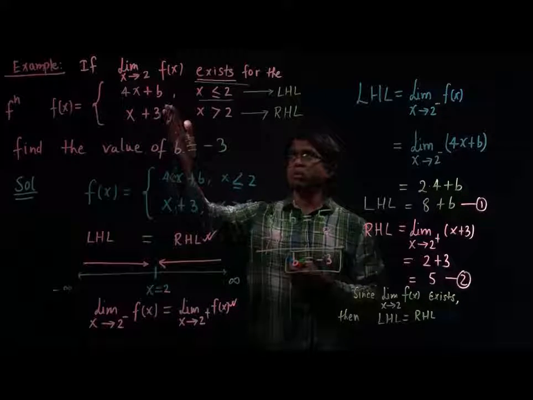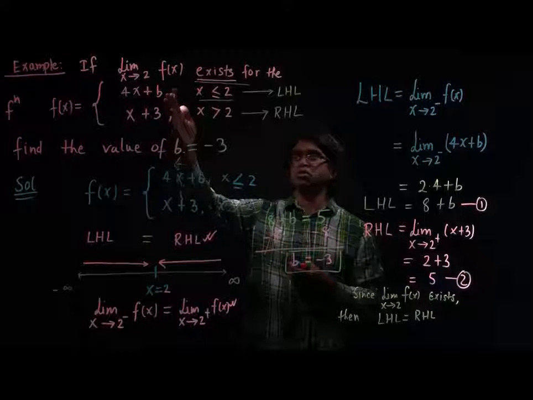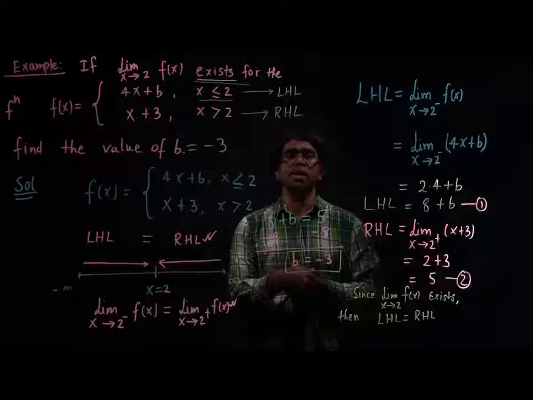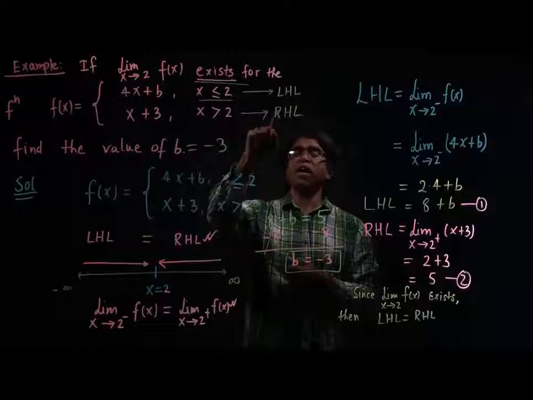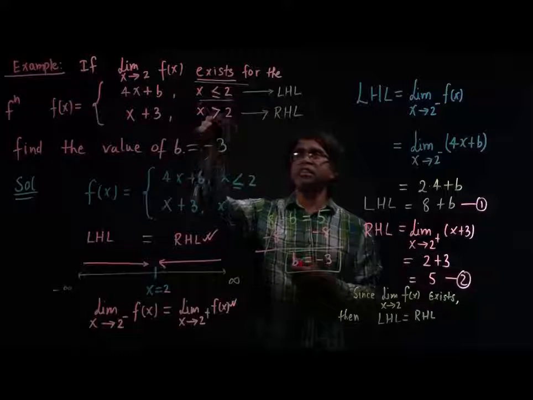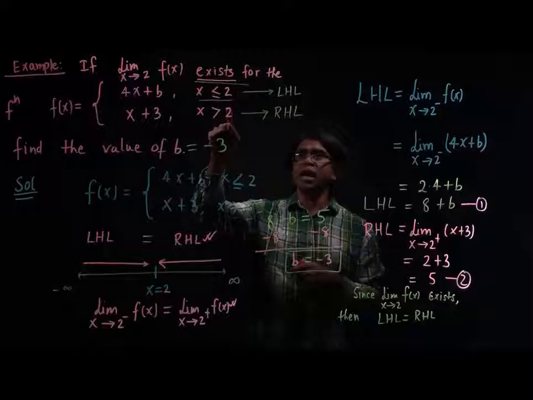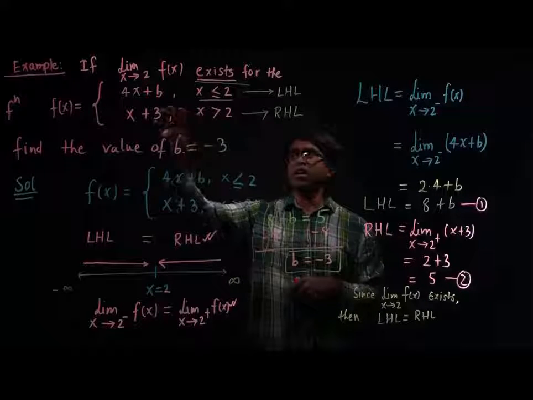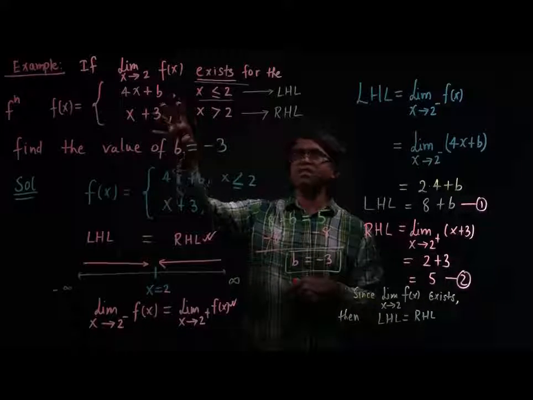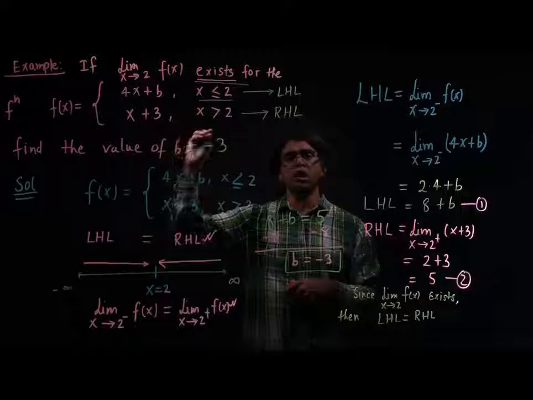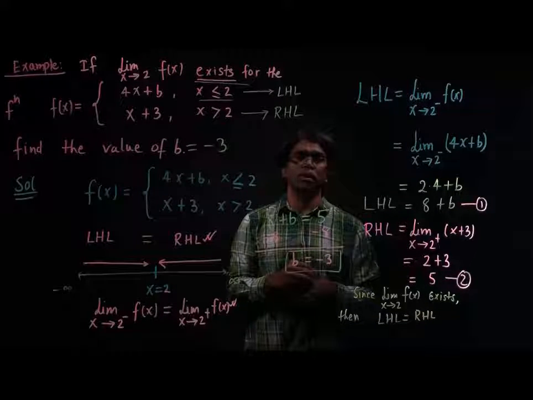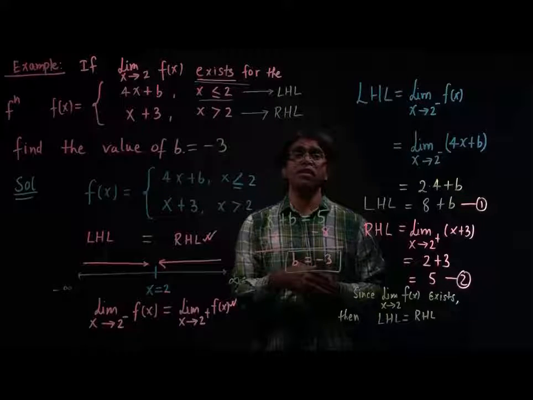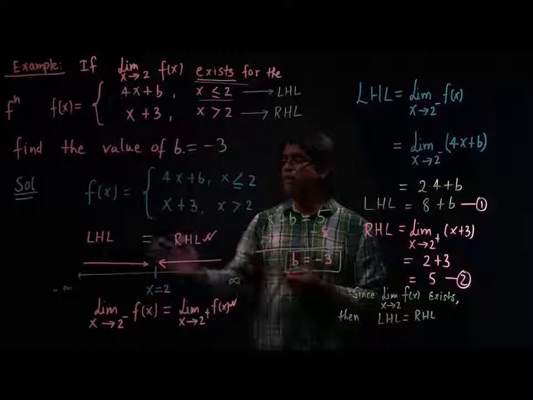So if you have a question where it's given that the limit as x tends to some point exists, which simply means that the left hand limit and right hand limit exist, what will you do? You will find the left hand limit when x is less than the given point, and the right hand limit when x is greater than that point. In both cases, the two values should be equal in order for the limit to exist. And this is how we find the limit for the given function when we have to find the value of an unknown.